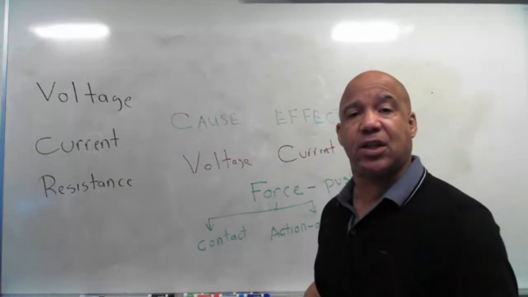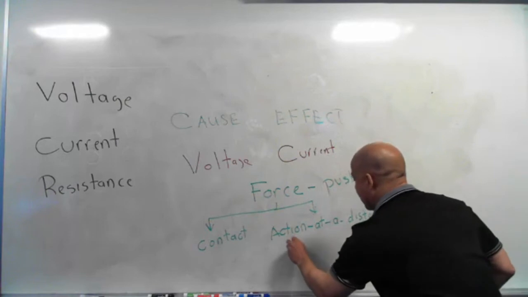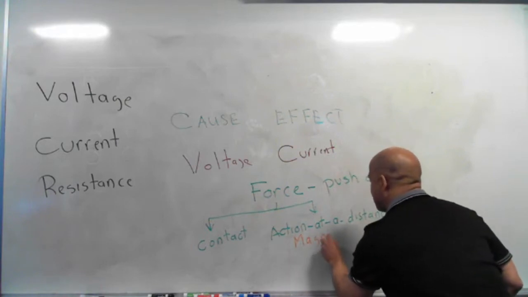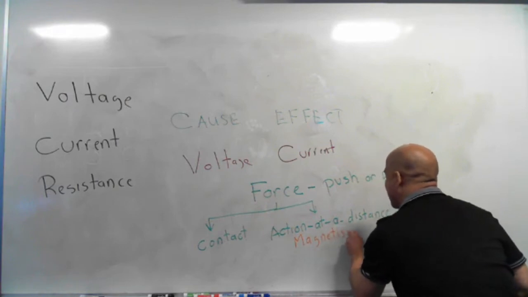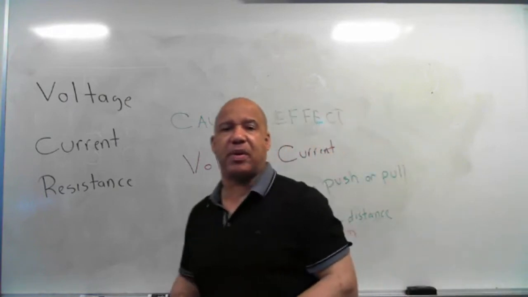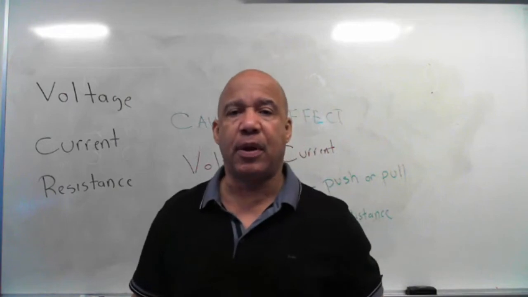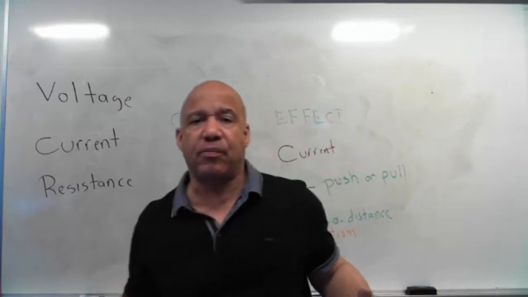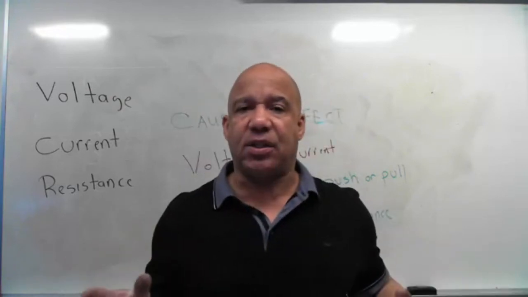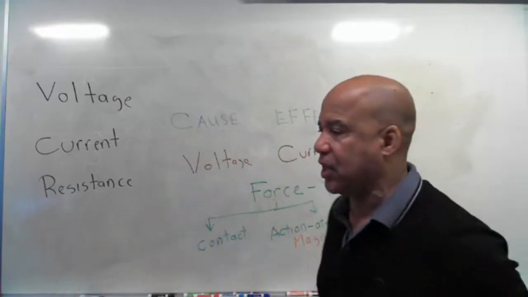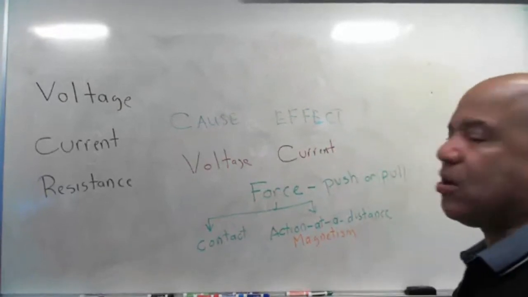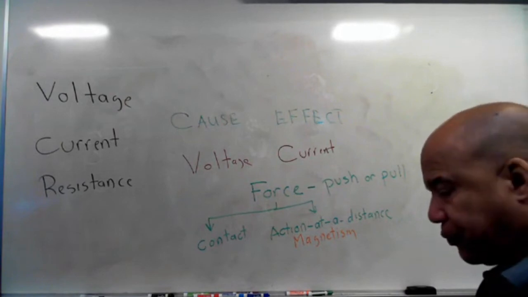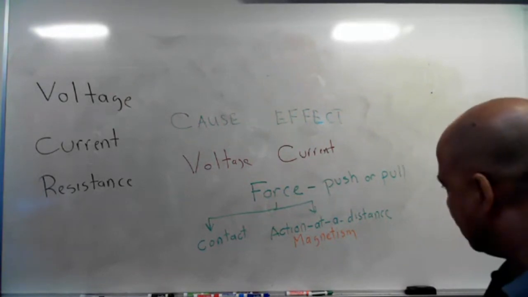One type of action at a distance force is the magnetic force. You've seen that with magnets. Magnetism is an action at a distance force. Can somebody tell me another situation where you have two objects that never have to touch, but yet they can exert forces on each other? The one that's closest to you is probably the magnet, but there's another one. Give me another example.